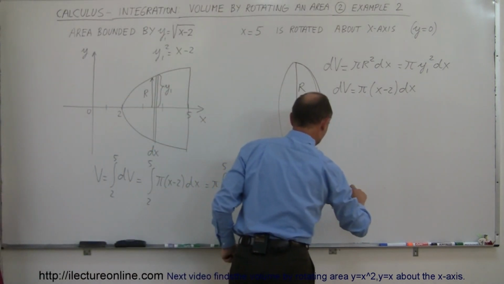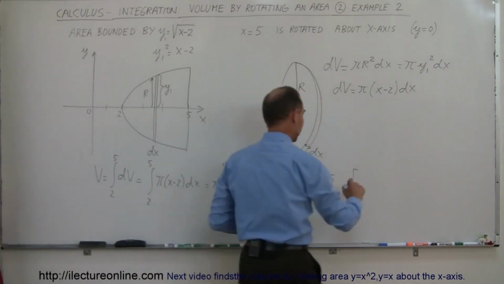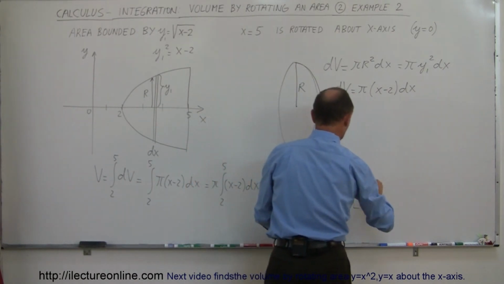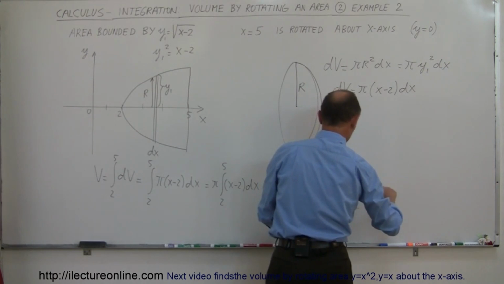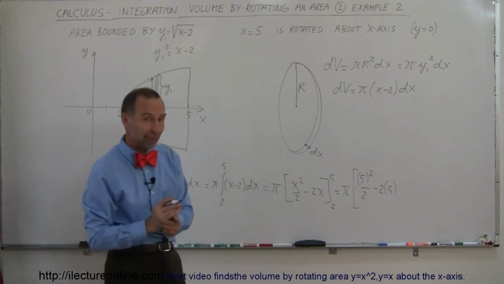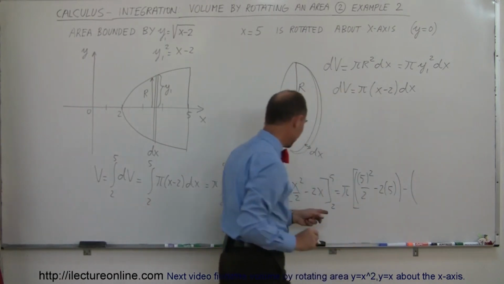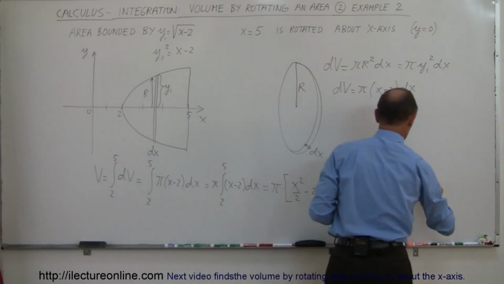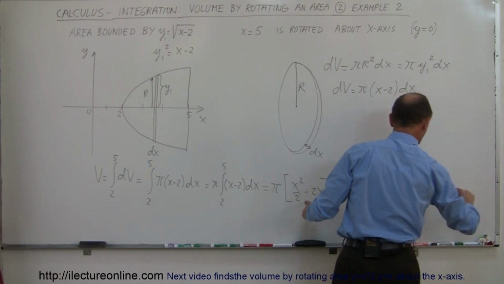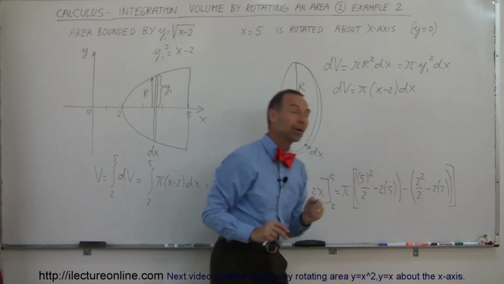So when I plug in my upper limit, I get pi times 5 squared over 2 minus 2 times 5. I might as well just do the substitution first, so you can see how that works. So that's when I plug in the upper limit, and I subtract from that when I plug in the lower limit. So let me put some parentheses around that. So minus, when I plug in the lower limit, I put a 2 in there. That would be 2 squared over 2, and that would be minus 2 times 2. So this is what I get when I plug in the upper limit, and this is what I get when I plug in the lower limit.